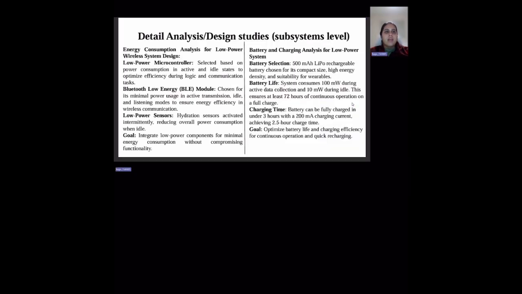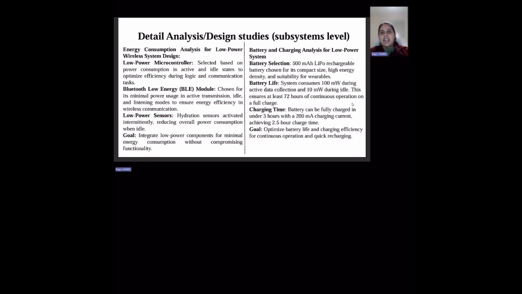Here we have the detailed analysis and design studies, the energy consumption analysis for the low power wireless system design. For the microcontrollers, they are selected based on the power consumption in active and idle states to optimize efficiency during logic and communication tasks. For the Bluetooth, we have chosen BLE for its minimal power usage in active transmission. For the low power sensors, the hydration sensors activate immediately, reducing overall power consumption when idle. And the goal is to integrate low power components for minimal energy consumption without compromising functionality.